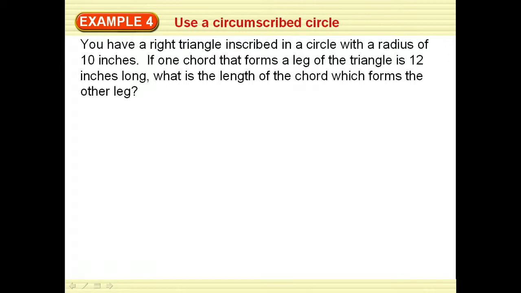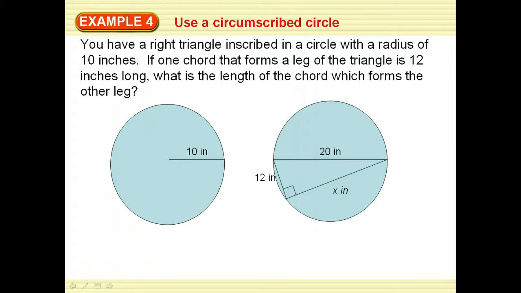If you have a right triangle inscribed in a circle with a radius of 10 inches, and one chord that forms the leg of the triangle is 12 inches long, what's the length of the chord which forms the other leg? Here is my inscribed triangle. The diameter would be 20 because it's twice the radius. One of my legs is 12. The other leg is what we're looking for. We can use the Pythagorean theorem and solve for x, and we'll see that x is 16 inches in this case.